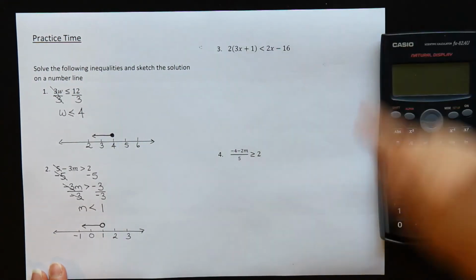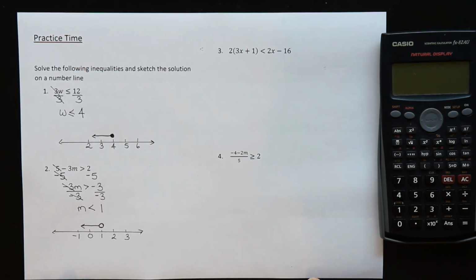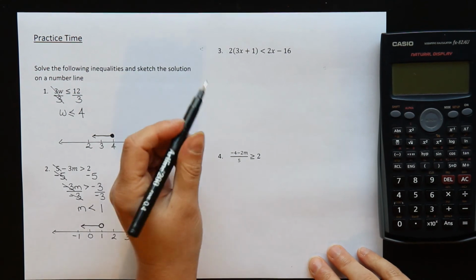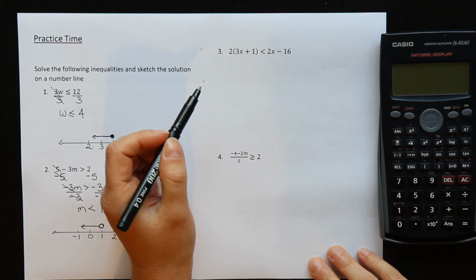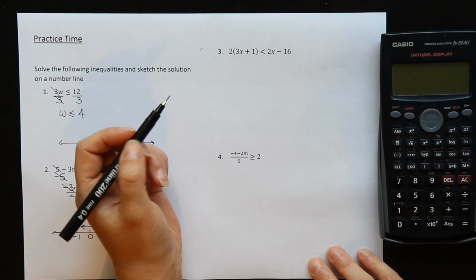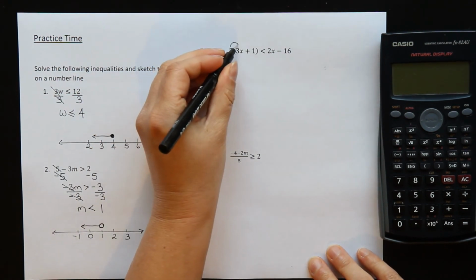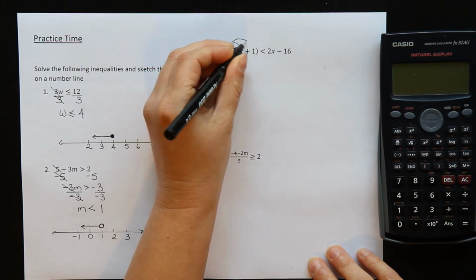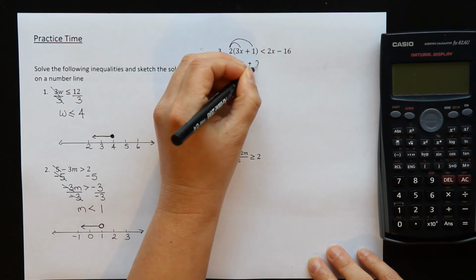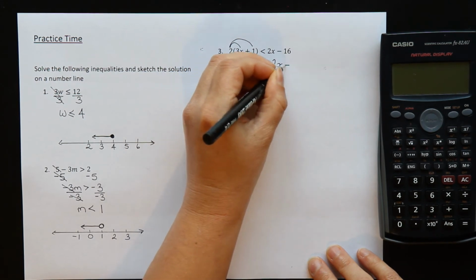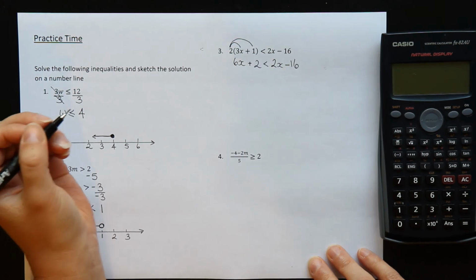Okay, question 3. 2 bracket 3x plus 1 close bracket is less than 2x minus 16. So first of all we'll need to expand out those brackets. 2 times 3x is 6x. 2 times 1 is 2. Is less than 2x minus 16.